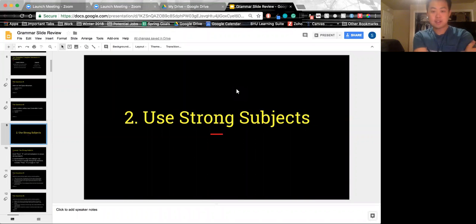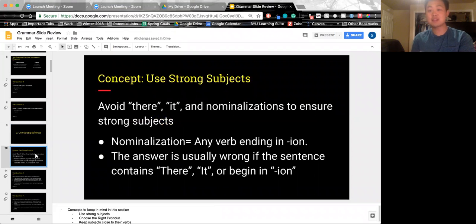All right, so let's talk about the use of strong subjects. This is kind of an easy rule to remember. You just need to remember three things. In the subject section of the sentence, it's not necessarily always the first word, but if you see the word there, it, or nominalization, it's automatically going to be wrong.